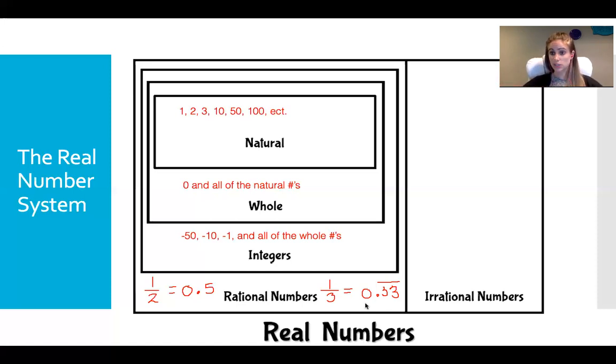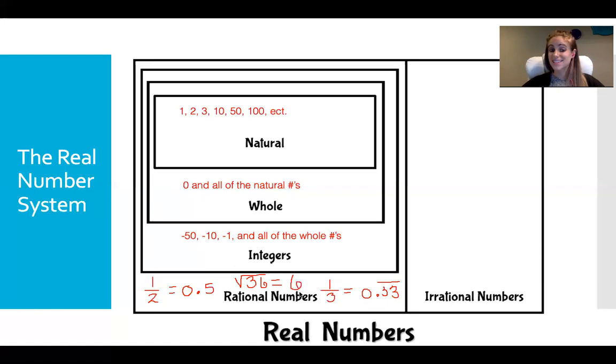Now let's get into radicals, because that is one of the main focuses. Some radicals are rational numbers. For example, if we have the square root of 36, what is the square root of 36 when you simplify it? Well, it's a perfect square because 6 times 6 is 36. So the square root of 36 is 6.